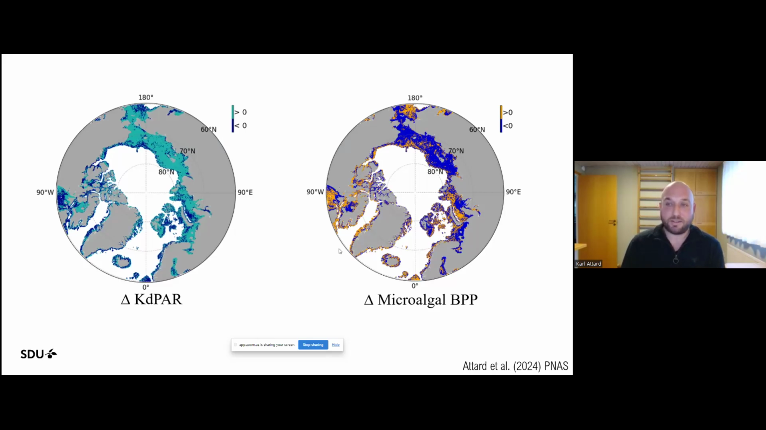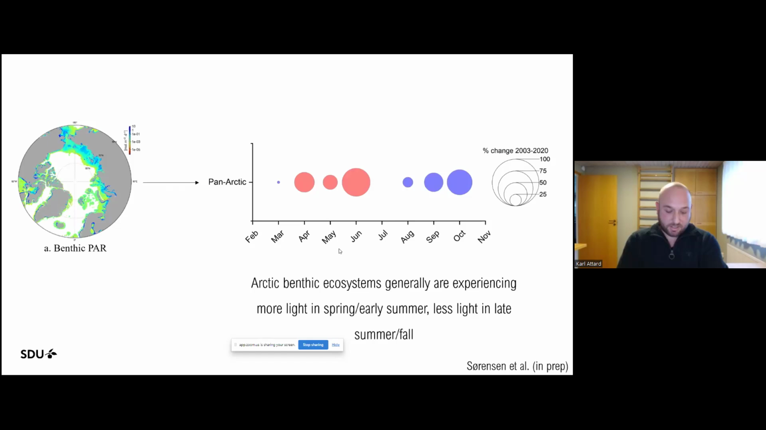And the blue areas, we actually expect negative trends in benthic primary production over time. So there seems to be quite a strong regional dynamic as well, as we would expect in the Arctic. But overall, the picture looks quite complicated. The trends don't seem to be as clear as they are in the pelagic zone of the Arctic Ocean.